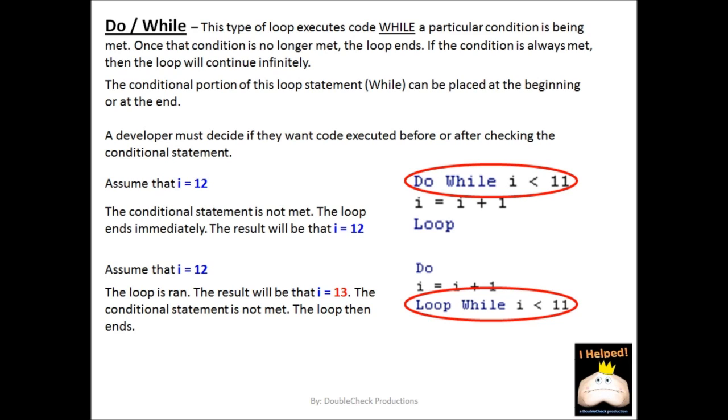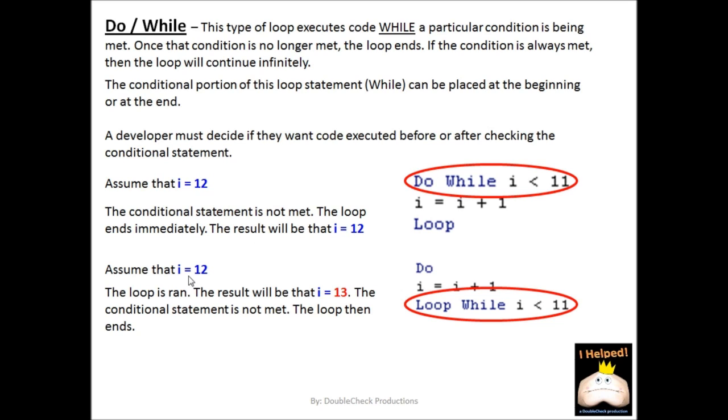Now, what I want you to notice is that where you place your code and where you place the while condition will affect how the loop actually carries out. So here, let's just assume that I equals 12, and let's throw that into this loop right here. So we're going to do while I is less than 11. Well, 12 is greater than 11. So as soon as we get to that first line of code, the condition's already not met, so the loop gets bypassed. So the result is that I will equal 12.